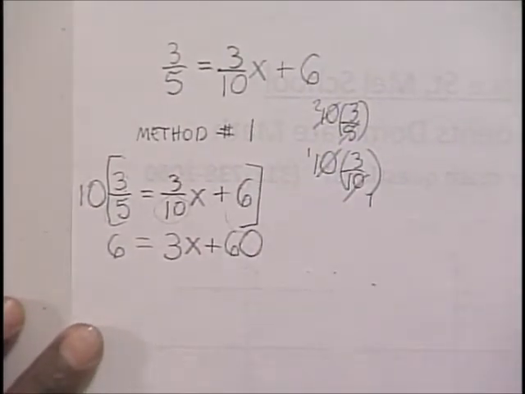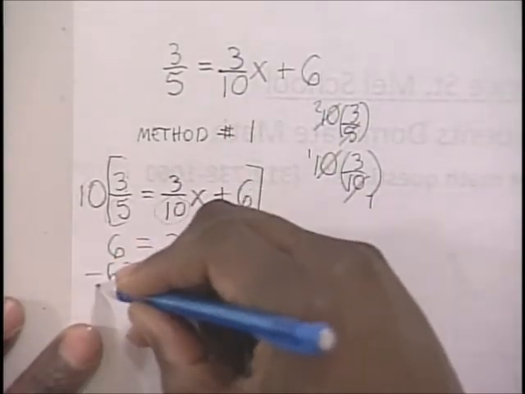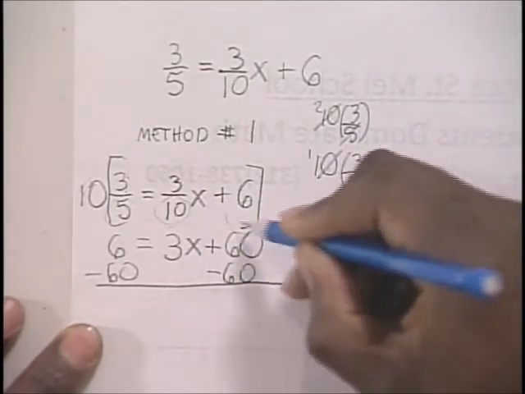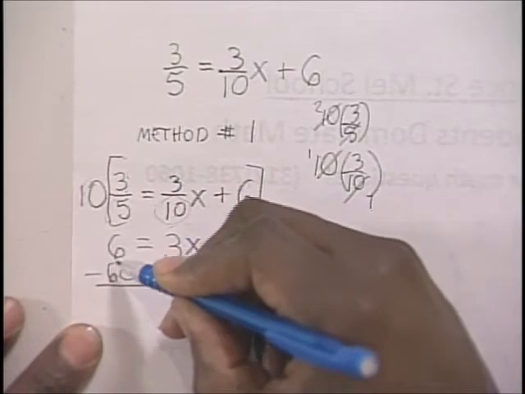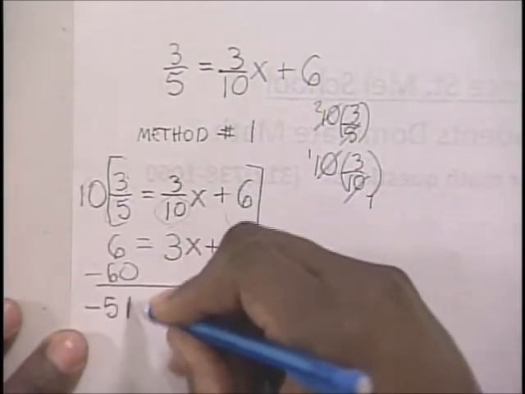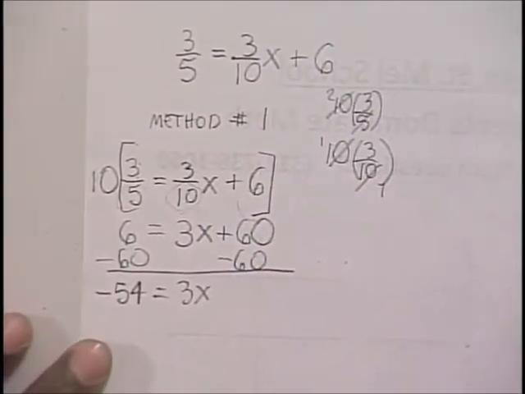You do 60 minus 6. Very good. Let's subtract the 60 on both sides. Let's subtract the 60 because I'm trying to get this variable alone. I want to move this number over here with the other number. I want this variable to be alone. So you subtract, you get negative 54 is equal to 3x. You know how to finish it?